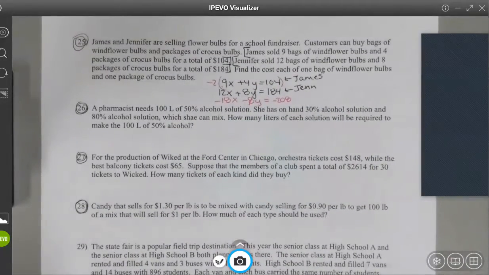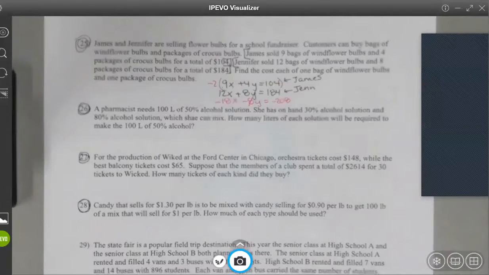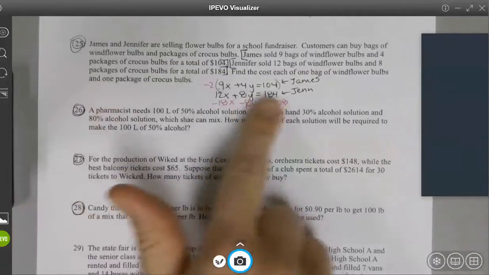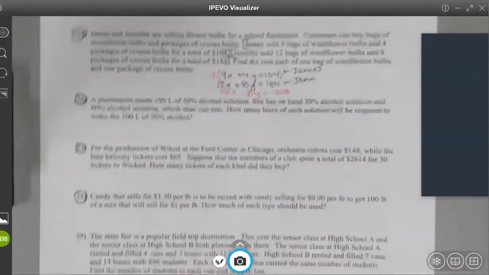Okay, and you can always go back and check it afterwards. So remember on your test, if you have time, go back and check things to make sure it makes sense with the original equations you wrote. Okay, so that's 25, the typical setup with full sentence equations.